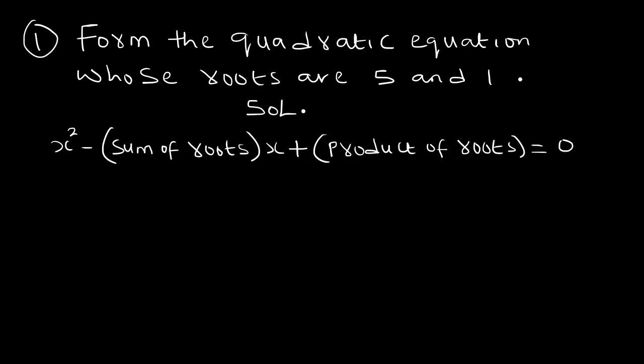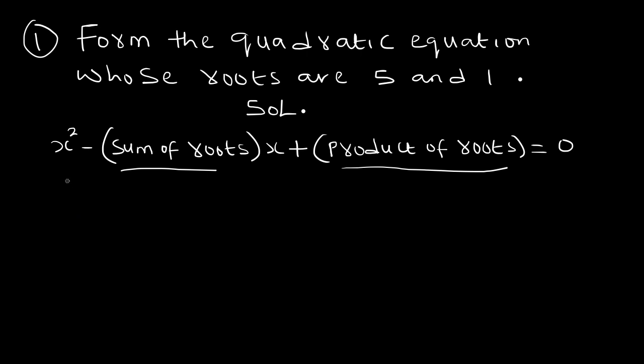The formula is x squared minus sum of roots with x plus product of roots equal to 0. Now we are going to take note of this sum of roots and product of roots. They are very vital. So to solve this problem, we'll take note of the roots. The roots are 5 and 1.